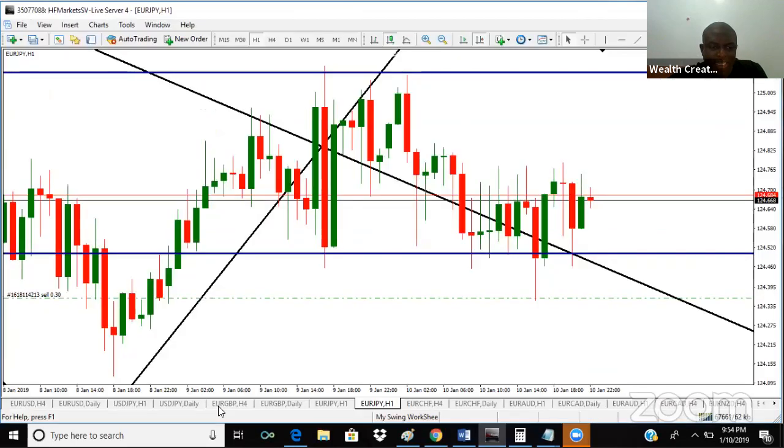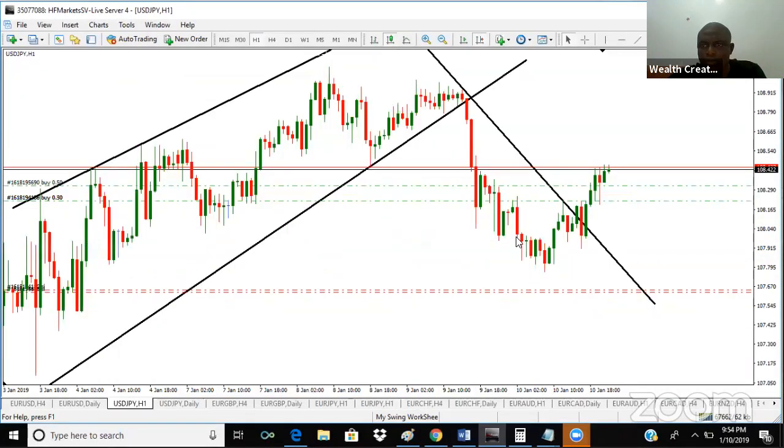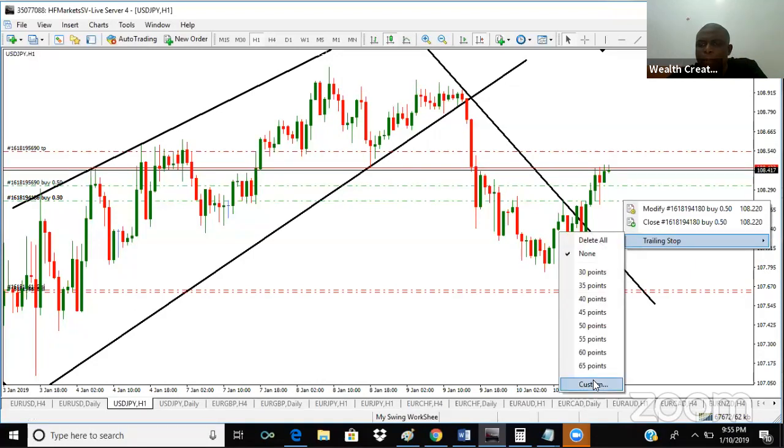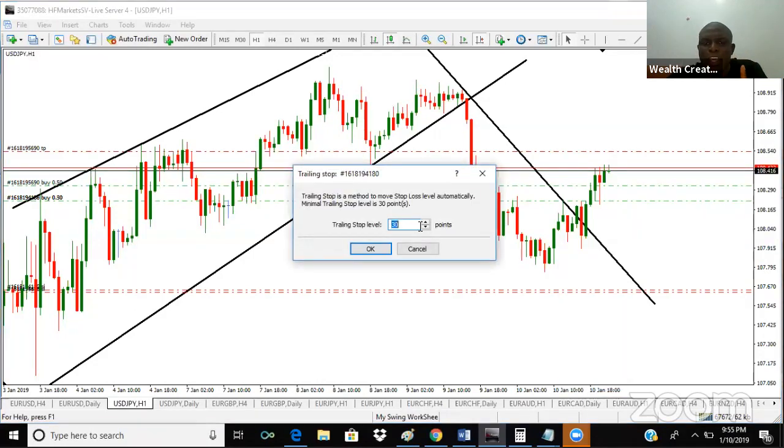So if I enter this trade, this one now, I will put TP on 10 pips. The second one, for example, I will now trail it. I will trail it by 10 pips, which is 100 points.